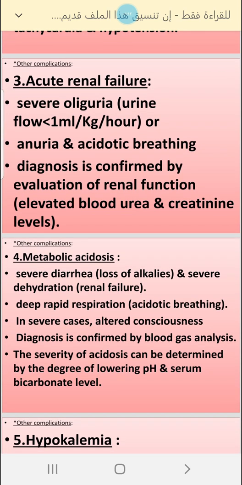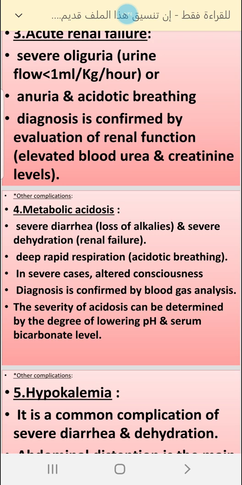The fourth complication is metabolic acidosis. In cases of severe diarrhea, where there are losses of alkalis and severe dehydration, with a possibility of renal failure, there is deep, rapid respiration, acidotic breathing. In severe cases, there is altered consciousness. Diagnosis is confirmed by blood gas analysis. The severity of acidosis can be determined by the degree of lowering of pH and serum bicarbonate level.